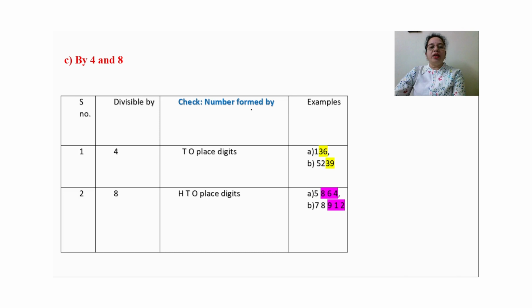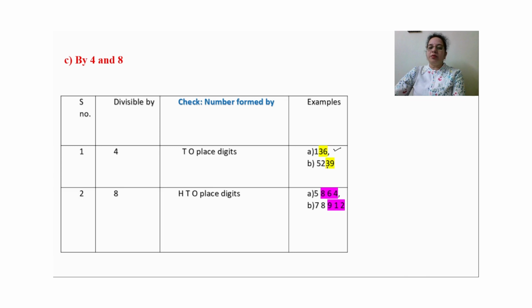For 4 and 8 we check the number formed by the ones and tens place digits. If the number formed by the ones and tens place digits is divisible by 4, then the given number will be divisible by 4. Similarly, for the ones, tens and hundreds place digits, if that number is divisible by 8, the given number will be divisible by 8. So here you can see the ones and tens place digits are 36. 36 is divisible by 4. 4 nines are 36. So this number is divisible by 4.